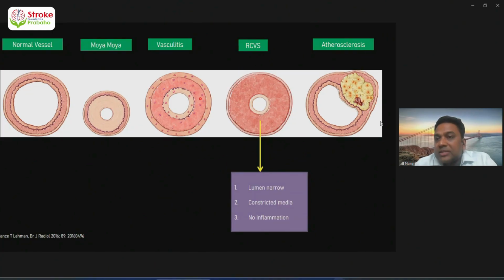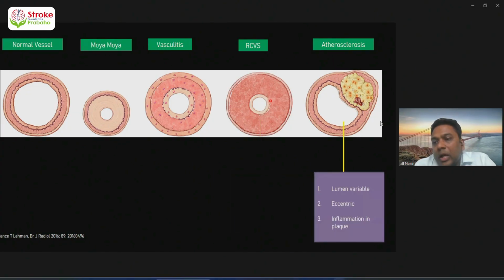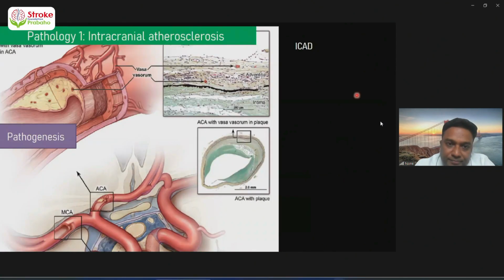In reversible cerebral vasoconstriction, the lumen is narrow. The media is thickened multifold. If you see, the media is very thickened here. And there is actually no inflammation of the vessel wall, but you may see some grade 1 enhancement in RCVS. When you come to atherosclerosis, the lumen can be variable. The narrowing is usually eccentric, and there can be inflammation in the plaque. So this is the brief overview of the different pathologies that go on with the different causes.